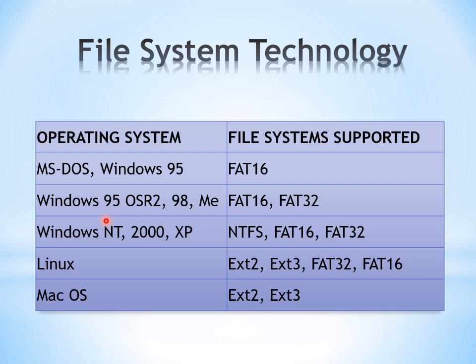So for example, here you can see that most of MS Windows up to Windows 95 are using FAT, either FAT16 or FAT32. Starting with Windows NT, we can see that the file system architecture changed to NTFS. Even though it still supports FAT16 and FAT32, currently they mostly use NTFS. However, Linux and Mac OS normally use the extended file system.